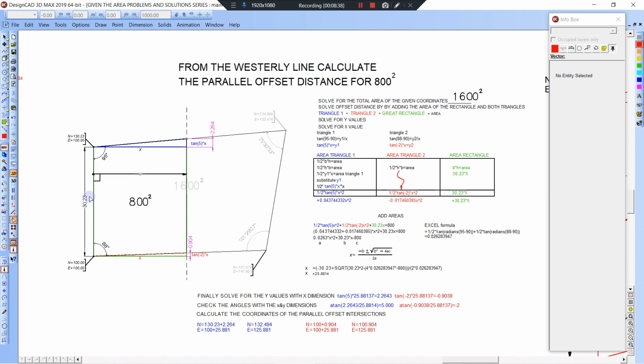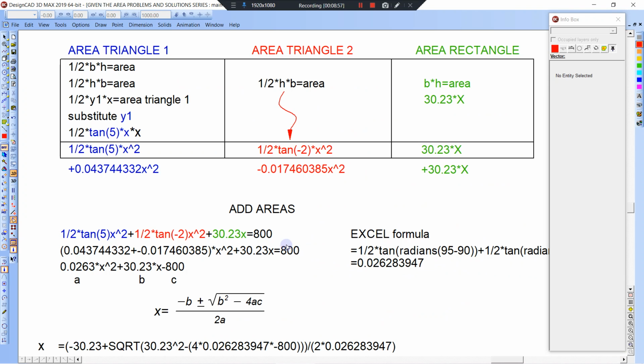And then there's your 30.23 times x, which is the overall rectangle. That rectangle there. How about we add the areas? I'm just going to give you a screenshot of that. Add the areas. So let's zoom in on this. I hate to go away from the drawing, but the first triangle is 1/2 of b times h times a. We're going to replace the y, which is the h factor there. 1/2 of the tangent of 5, 1/2 of y1 times x.